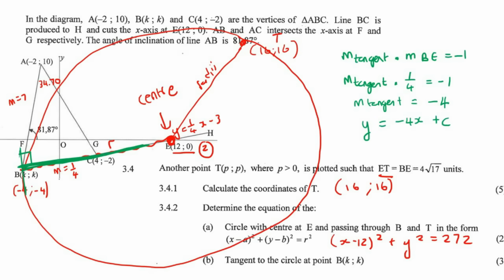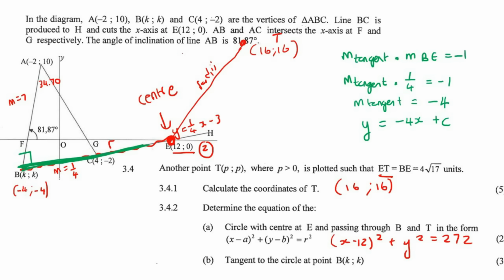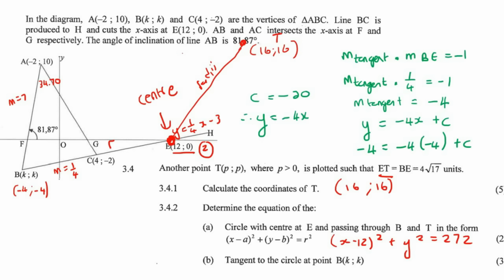Then all I need to do is, I have my tangent gradient, so I can say y = -4x + c, and then I can just plug in a point on that tangent line. Remember that tangent line was here, to get c, and that point that I could use is B, which is (-4; -4). So I can say -4 and -4, and so c is going to be equal to -20, and so therefore y is equal to -4x minus 20.